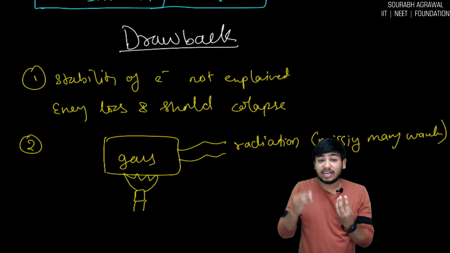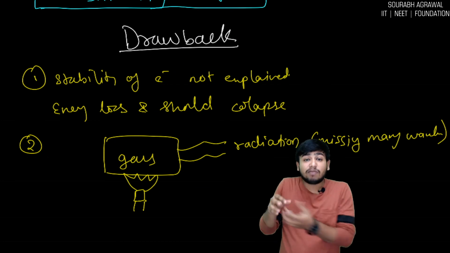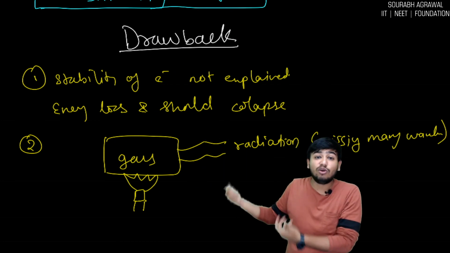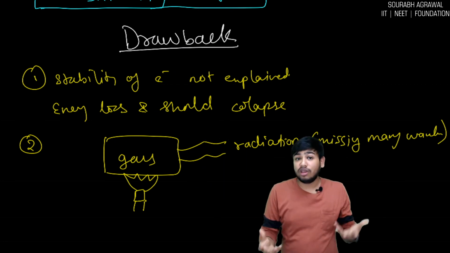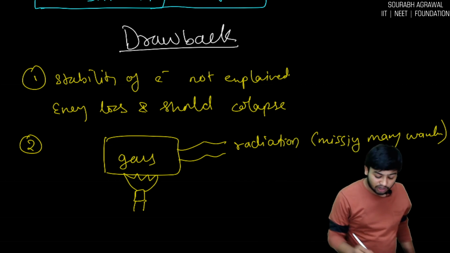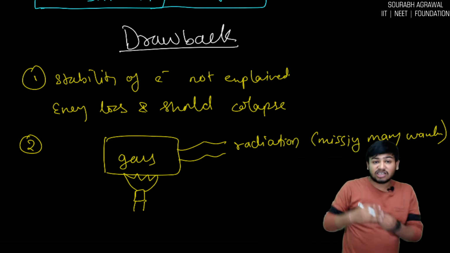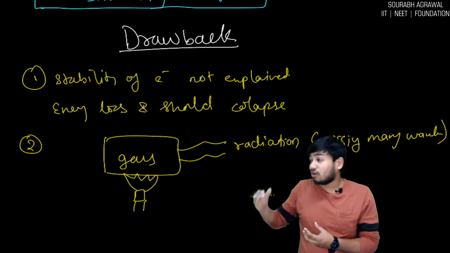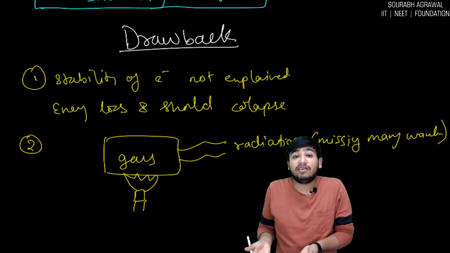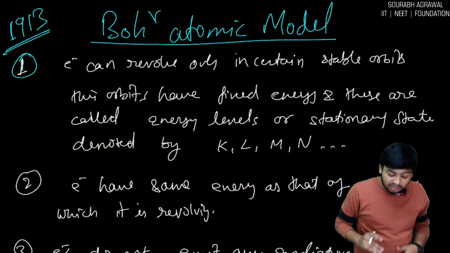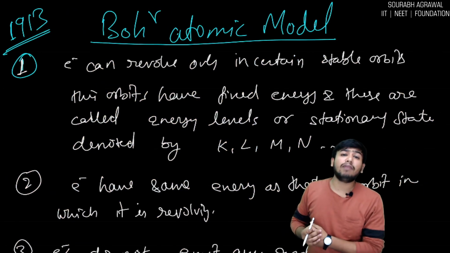He said that the electron is moving in an orbit, then it must radiate and lose energy and become unstable. He was not able to explain this. Also, he was not able to explain why the radiation that is coming out is of some particular wavelength only. So all this is corrected by the Bohr atomic model.